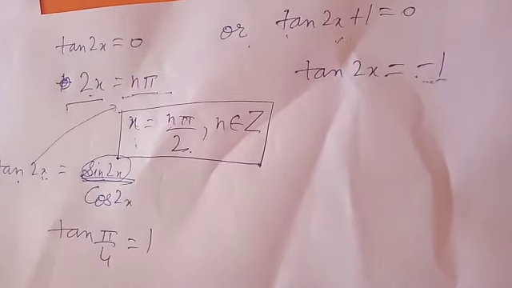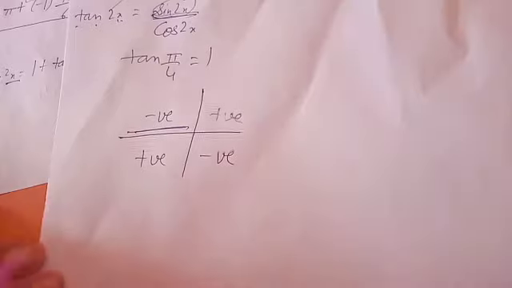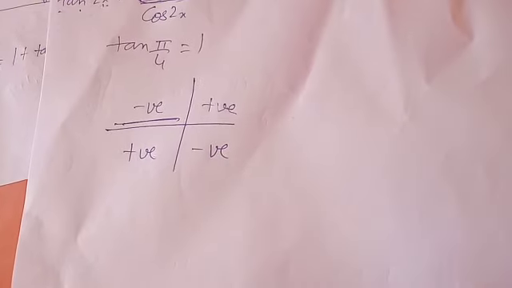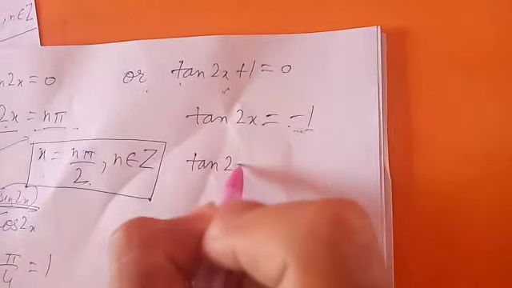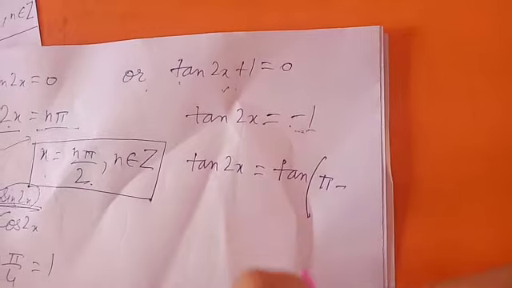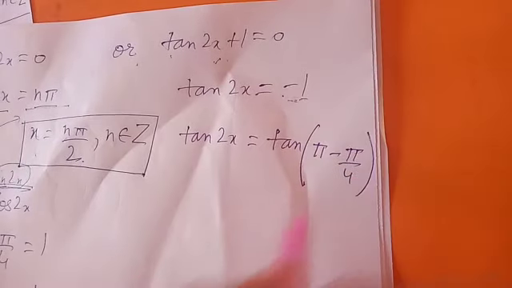In which quadrant is tangent negative? Our tangent is positive here, and negative in second and fourth quadrant. And to show our angle in second quadrant and the ratio must not change, we have to write the angle in the form pi minus our angle. So we get tangent 2x equal to tangent of pi minus, at what angle our tangent is 1, pi by 4, so it becomes pi by 4.